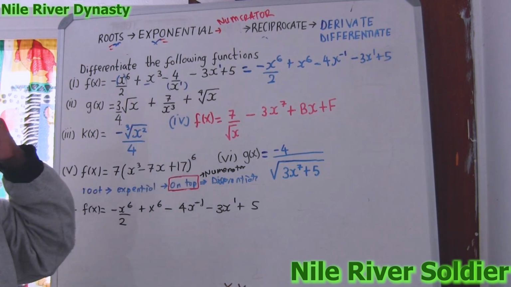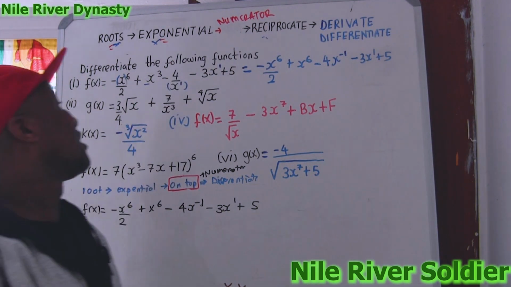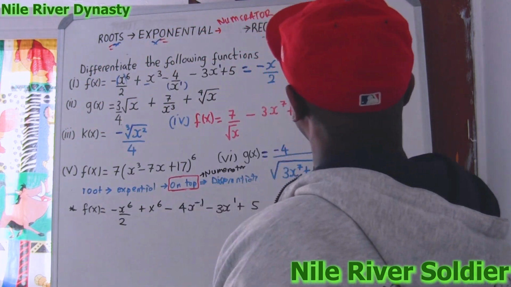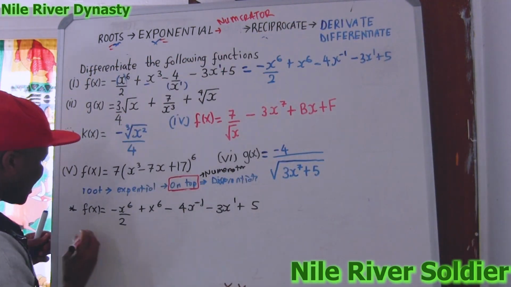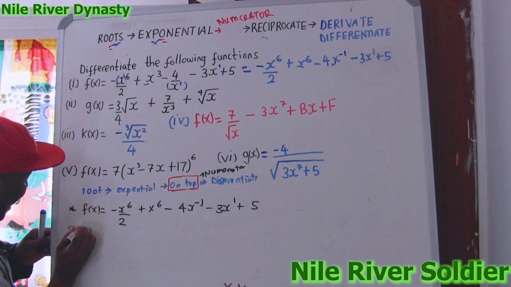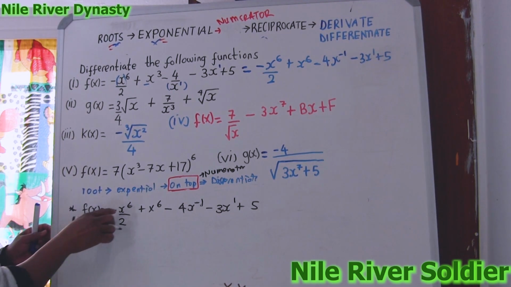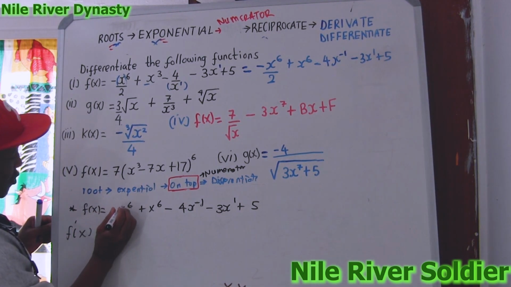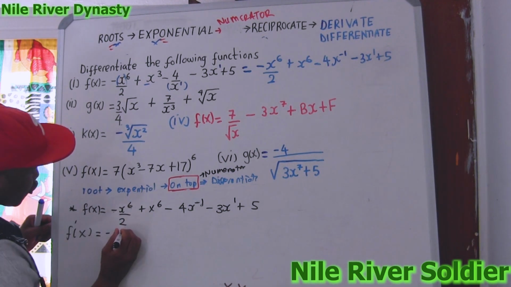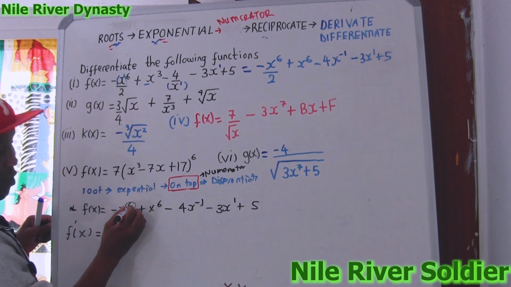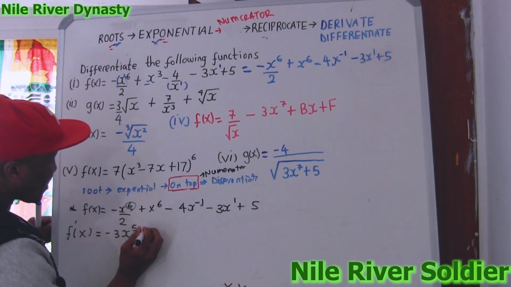Now, the next thing, let's differentiate. So this is going to be f prime, because now we differentiate, we must put prime. This 6 is going to come back. It's going to be 6 times negative 1 is negative 6, divided by 2, negative 3. I'll drop my x, take this number minus 1: 6 minus 1 equal to 5, and then plus, now we come here.